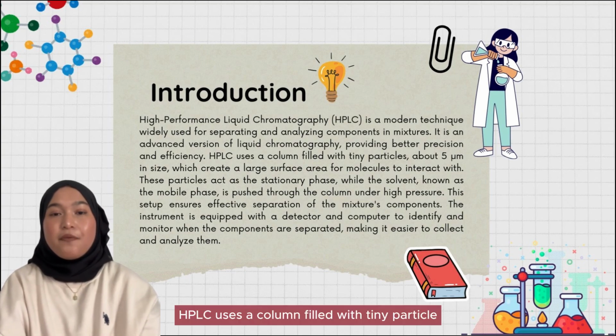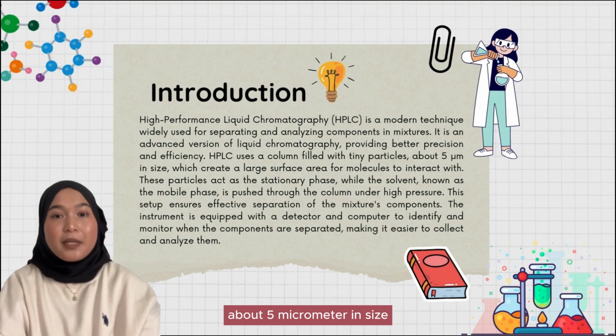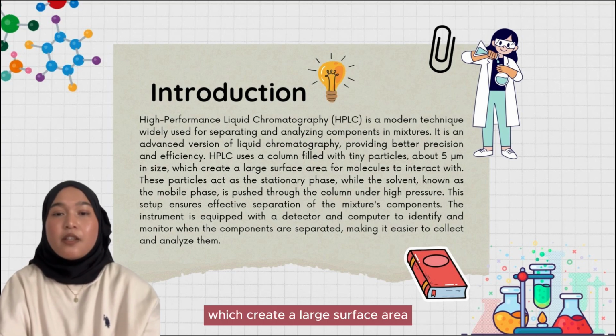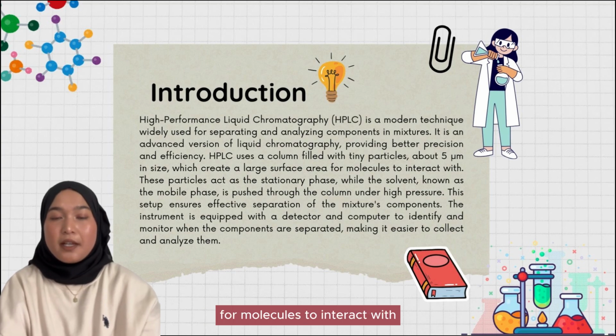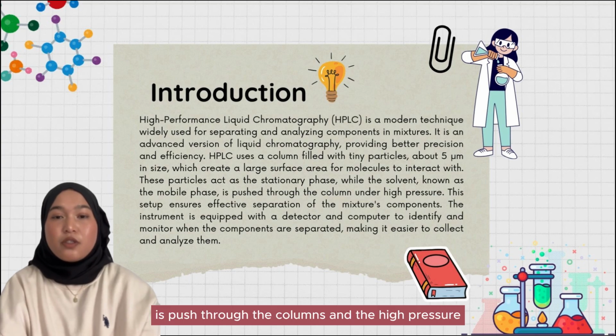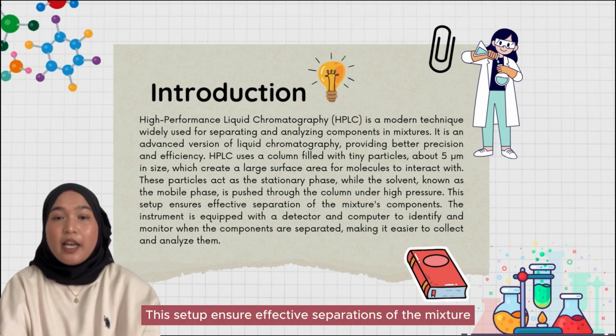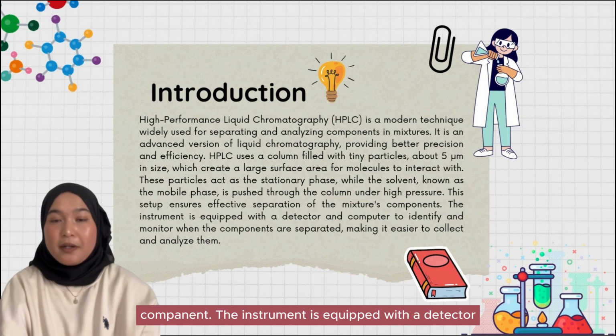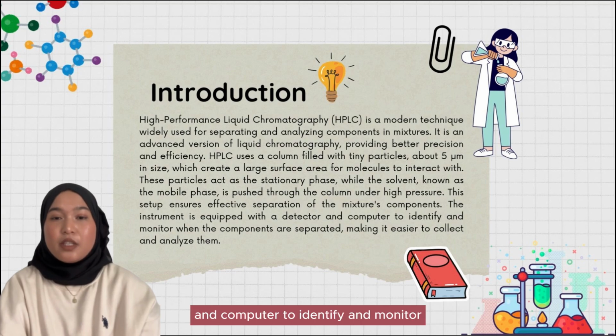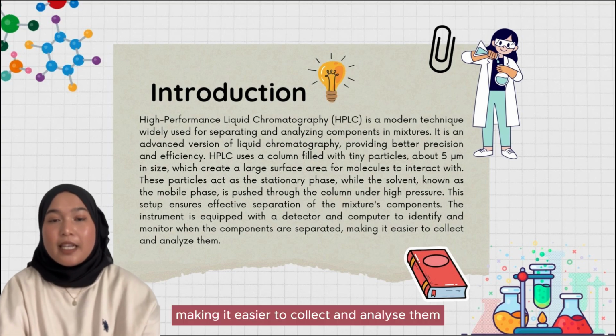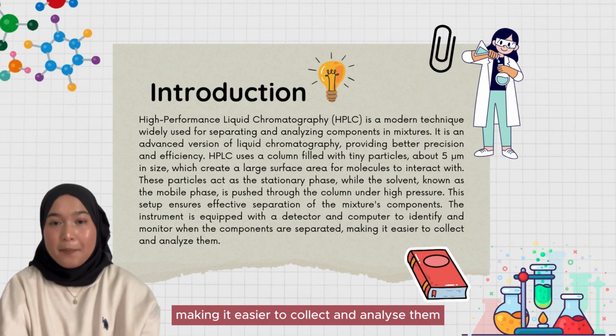HPLC uses a column filled with tiny particles about 5 micrometers in size, which create a large surface area for molecules to interact with. These particles act as the stationary phase, while the solvent, known as the mobile phase, is pushed through the column under high pressure. This setup ensures effective separation of the mixture components. The instrument is equipped with a detector and computer to identify and monitor when the components are separated, making it easier to collect and analyze them.